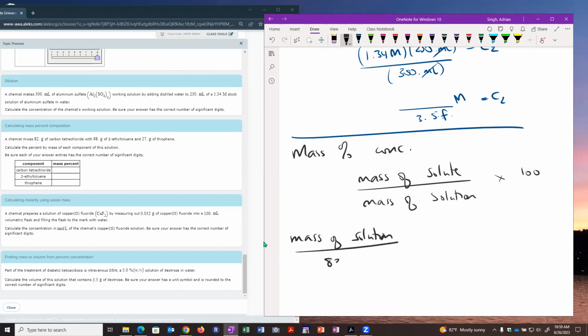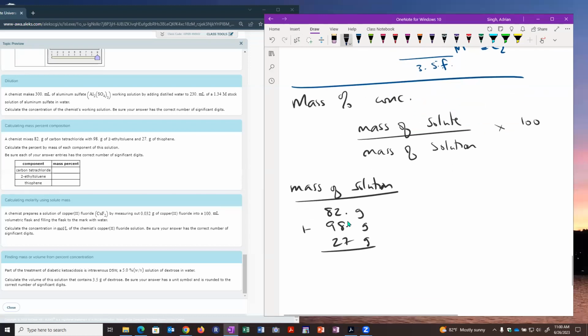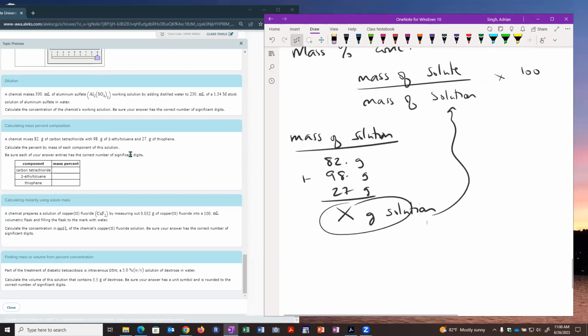Okay, so we have our 82 plus the 98 plus the 27, okay, whatever that gives. Let's say that gives X grams, right? That's the mass of the solution. And that would be in our denominator here. So we have 3 components of this solution. So let's say now the mass percent, if we're looking at the mass percent of the first component, which is the carbon tetrachloride.